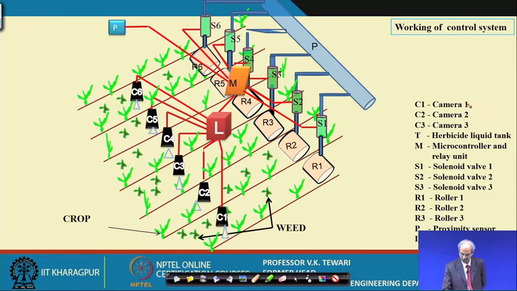So, the whole control, if you see here, we have seen cameras 1, 2, 3, 3 cameras. In fact, if it is a 6-row unit, there will be 6 cameras, and like this. Then rollers R1, R2, R3. This representative system has been shown to you here as to how the system is working.